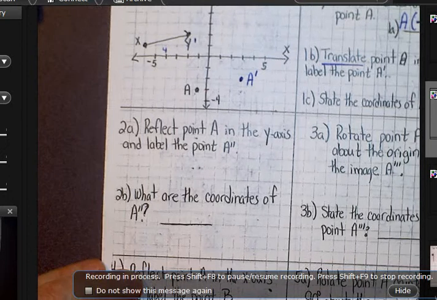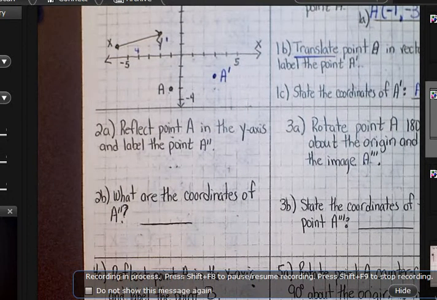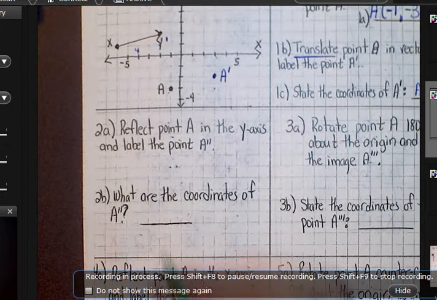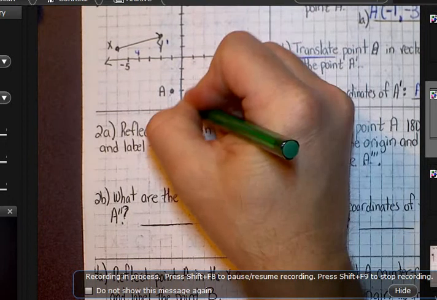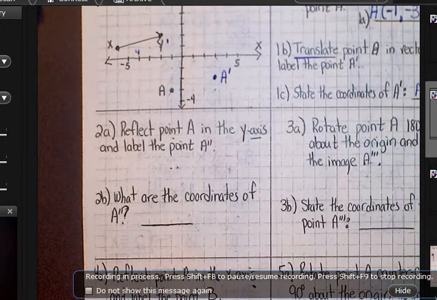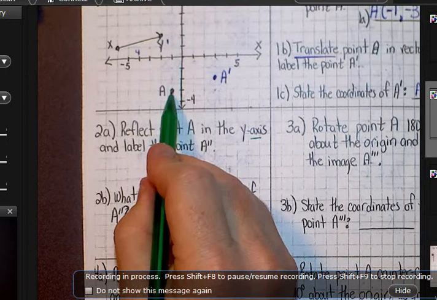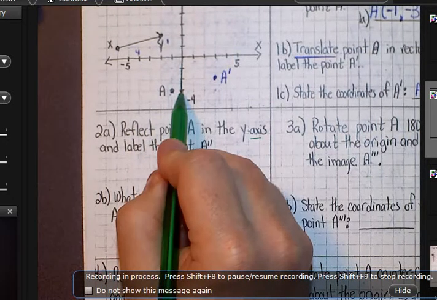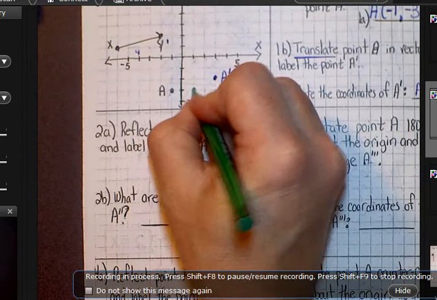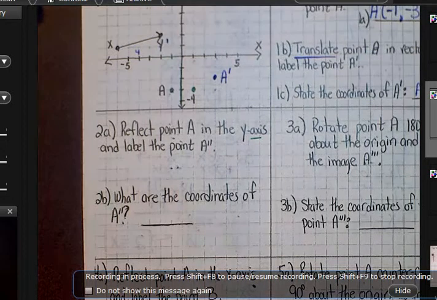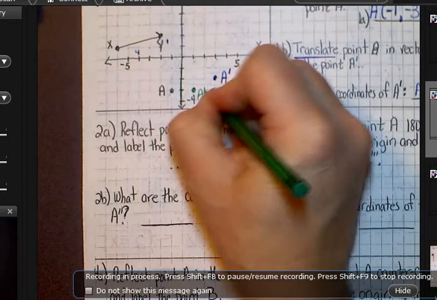2A, what we want to do is we want to reflect the point A in the y-axis, and we're going to label that A double prime. So if I'm going to reflect the point, you got to find out where that line of reflection is, and in this case it's going to be that y-axis. So here's your y-axis. I'm going to reflect the point in the y-axis. So I'm going to go right to the line, and I traveled 1 to get to that line of reflection, and I'm going to go away from that line of reflection the same distance. So there's my point, and the question tells me to label that point A double prime.